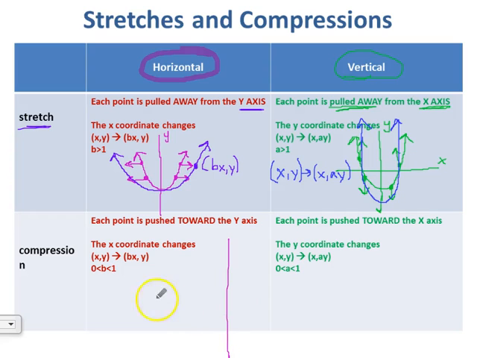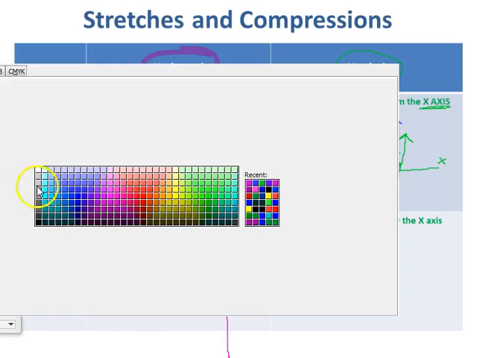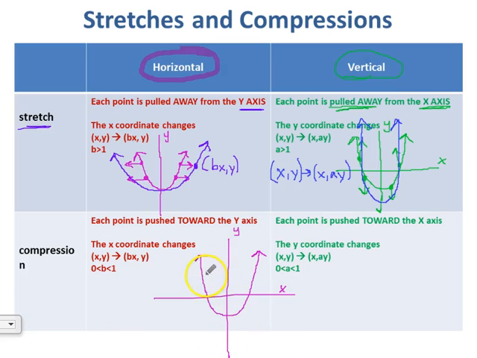So for a horizontal compression, we've got our x and our y coordinate. Let's draw our original graph. So here's our original graph. To get a horizontal compression, we're going to take each point on our graph and push it towards the y-axis. And when we do that, we get just a narrower graph. Just a graph that's a little bit more narrow.